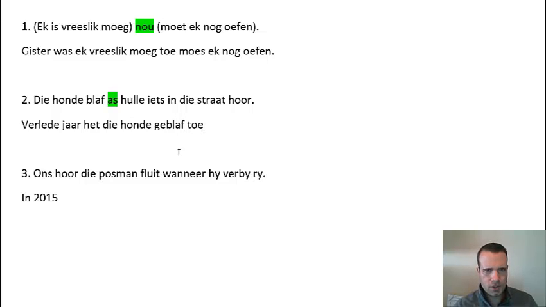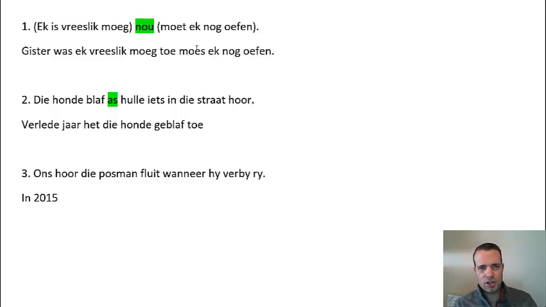Now, second part into the past tense. Hulle iets in die straat hoor. Look at where your verb 1 is sitting. It's sitting right at the end. So that as must be group 3. Now, this sentence will need a het and a ge to go into the past tense. Alright. So your new verb 1 will then be het. And het will have to sit right at the end because that toe or that as is group 3.